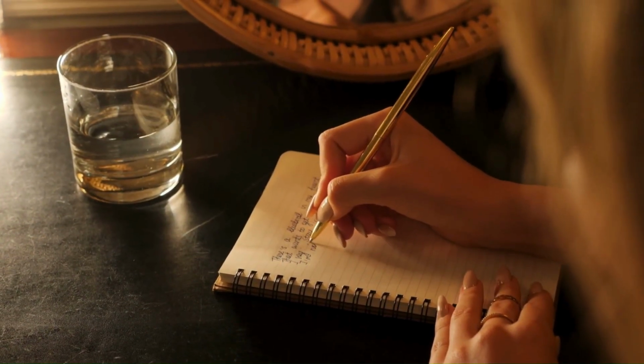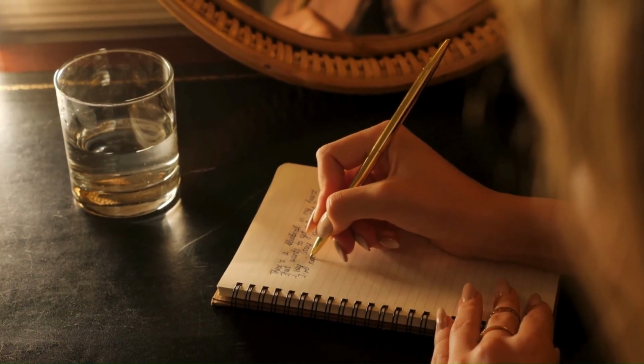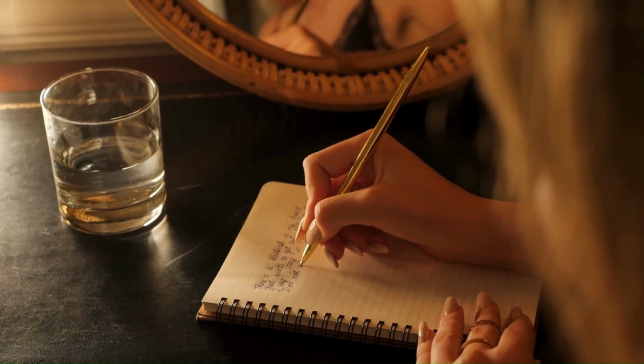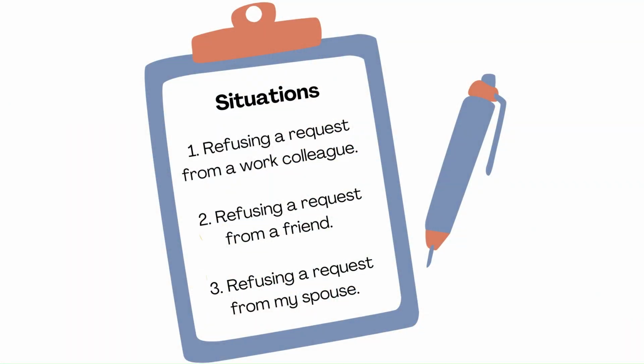7. Reflect with 3 questions. What did I do well? Where can I improve? What was the other person's reaction? Write down your thoughts and feelings. If you're comfortable, ask for feedback. Make any necessary adjustments and continue practicing. As you gain confidence, move down the list toward the most challenging situation.